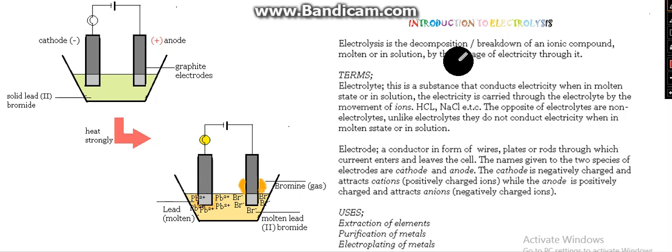Now, electrolysis is the decomposition or breakdown of an ionic compound, molten or in solution, by the passage of electricity through it. I will expatiate on this statement. Now, this is the decomposition or breakdown of an ionic compound. Decomposition or breakdown.